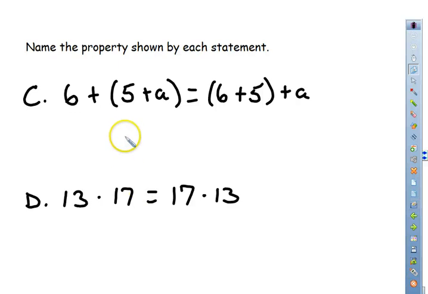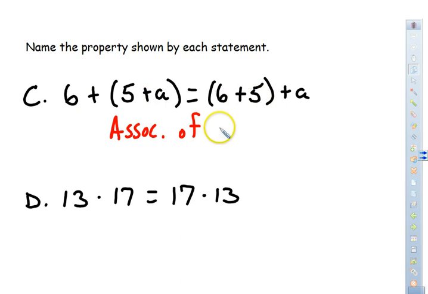Alright, we're looking at letter C, and this is the same order, 6 plus 5 plus A, same as what we have over here, but our parentheses are in a different spot, so therefore it is associative property. And it is associative property of, what operation is this? Addition. Make sure you get that part added into it.